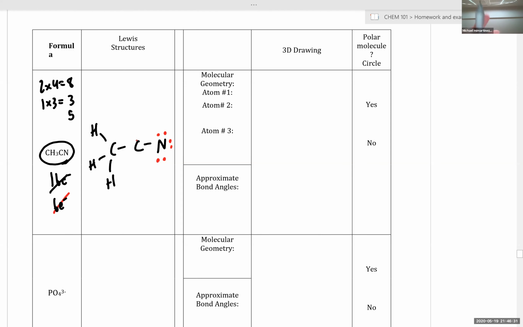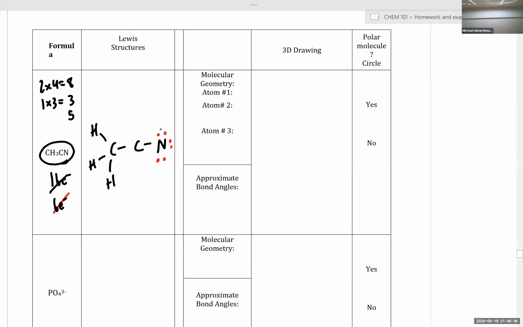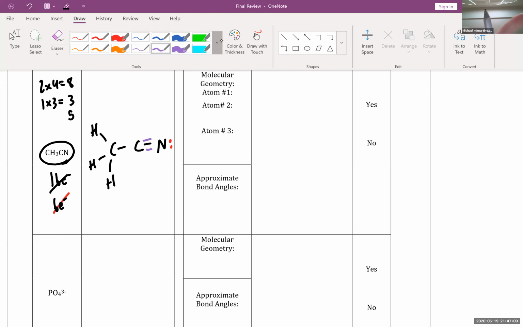Now, does carbon have a complete octet? Does this carbon right here have a complete octet? Does it have 8? No, it doesn't. Exactly. So we're going to take one of our lone pairs and form a double or triple bond. Let's ask the question again. Does this carbon have a complete octet? Again, the answer is no. So we take another lone pair and we form another bond, in this case a triple bond. Now the octet rule is fulfilled.